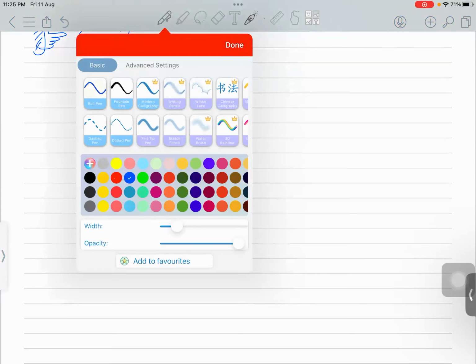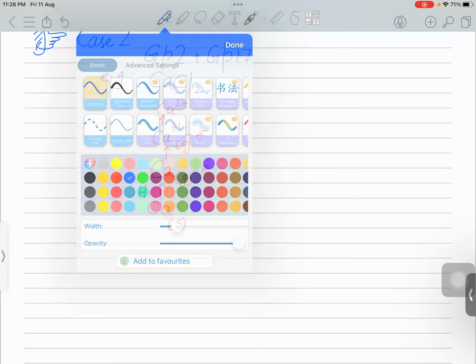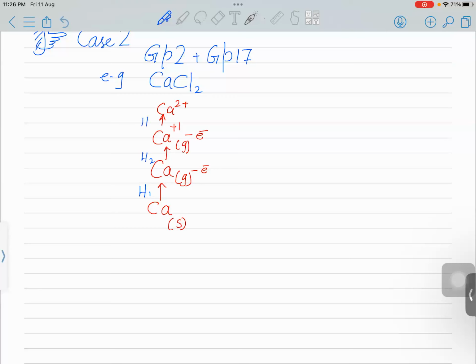Then ionization: Ca gas, remove one electron, so Ca plus is formed. As you know, calcium has a plus two charge, so we remove electrons step by step. Then ionization again: remove another electron. This is Ca2 plus. This is H2. This is H3.